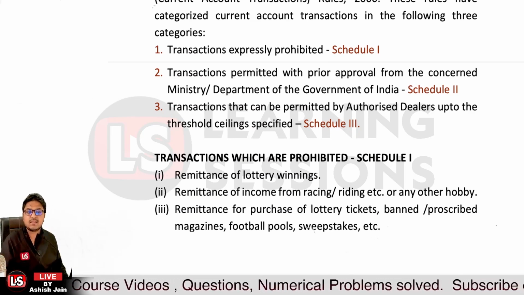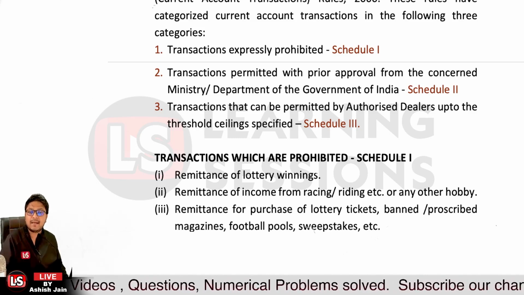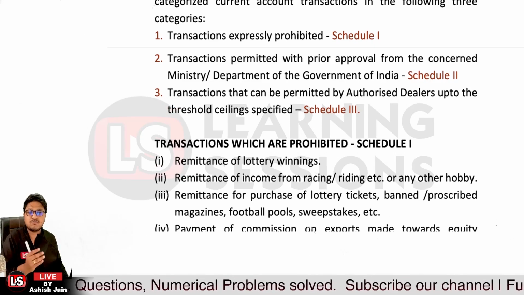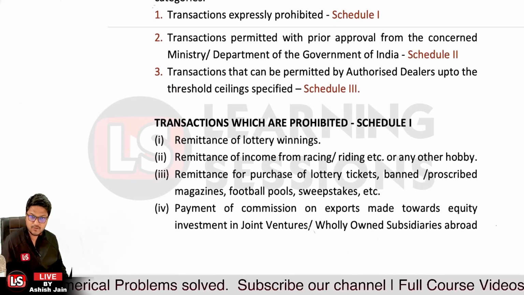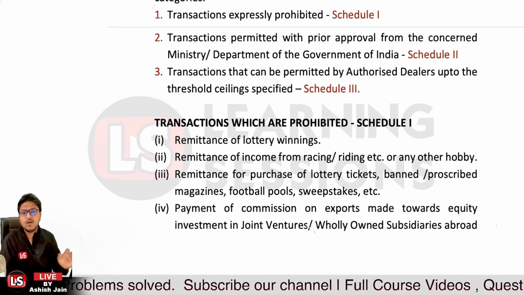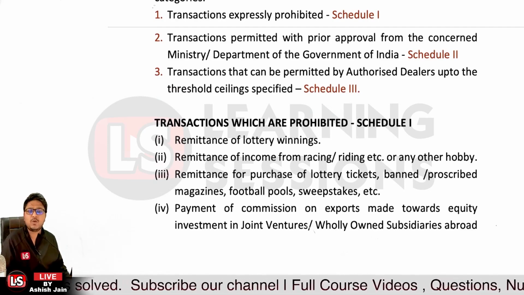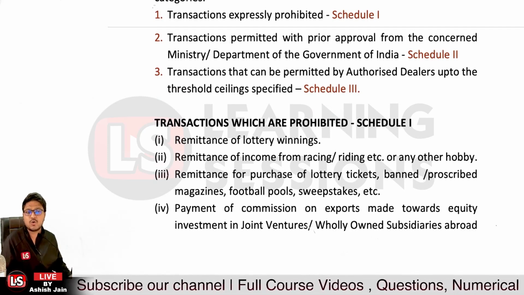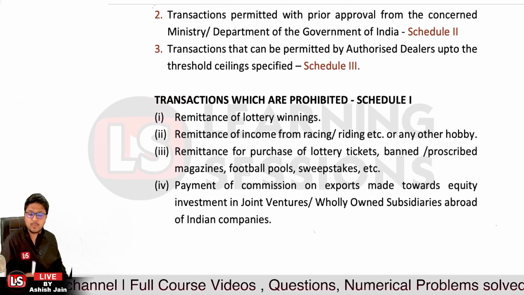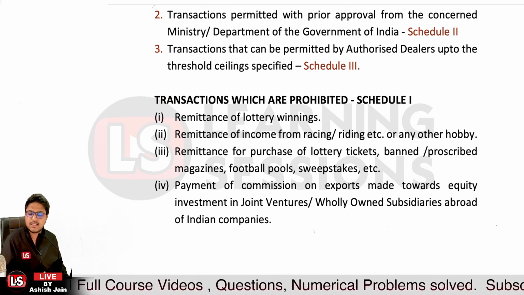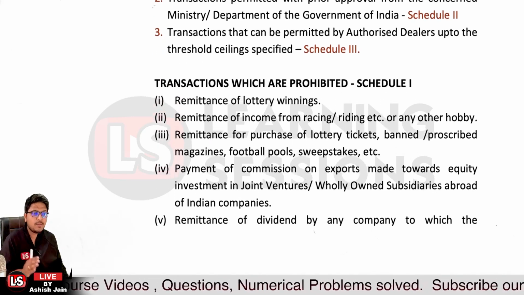And further, it could be the case that banned or proscribed magazines, football pools, or sweepstakes are involved. Actually, that is not allowed at all. You cannot make the remittance for the same. And further, commission or exports made toward equity investment in joint ventures or wholly owned subsidiaries abroad, where you have earned the amount and want to pay the commission for the same, that is actually not allowed. So these are the prohibited transactions.